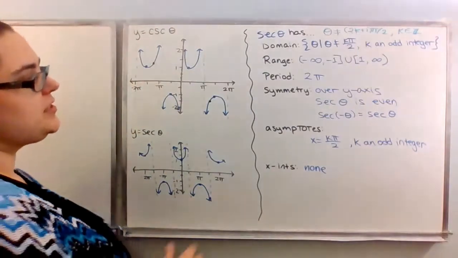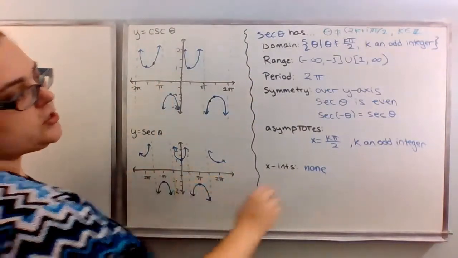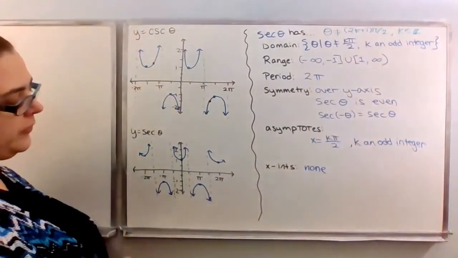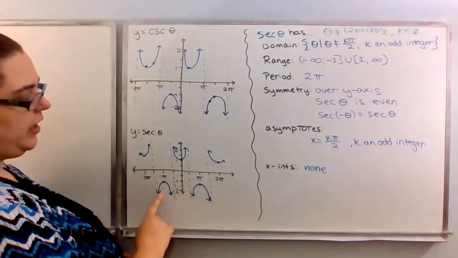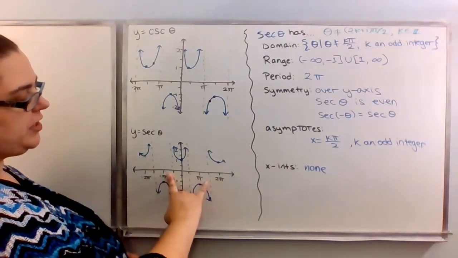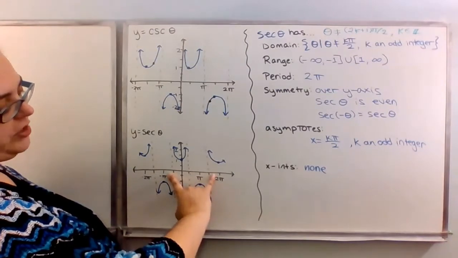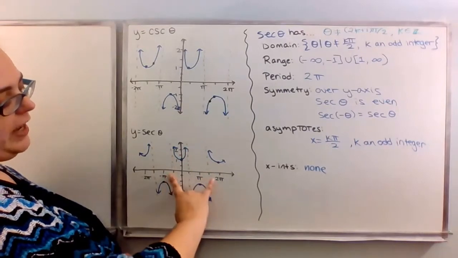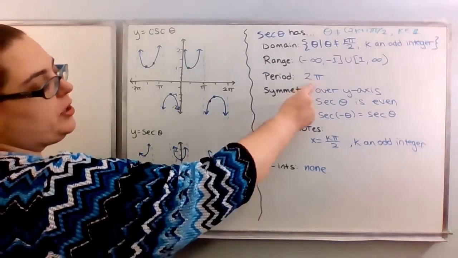For the range, it's the same as for cosecant, right? Nobody's here in the middle. So we have from -infinity to -1 and from 1 to infinity. If I look at what's happening from, say, negative pi halves to 3 pi halves, we get the full scope of the function. We get the top u and the bottom u. So from minus pi halves to 3 pi halves is a total distance of 2 pi. So our period is 2 pi.